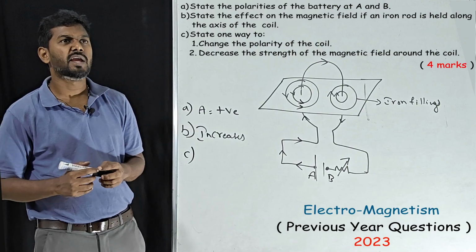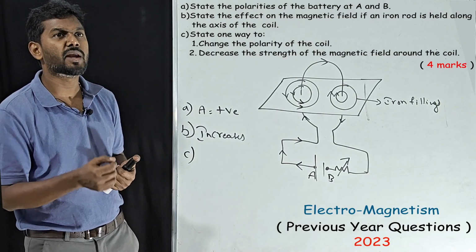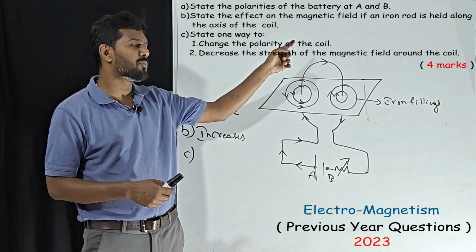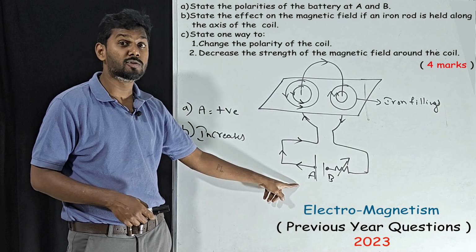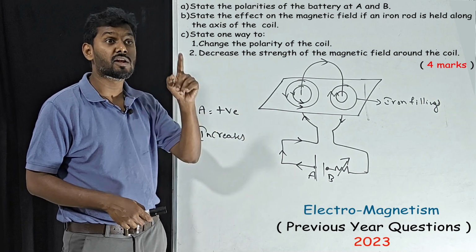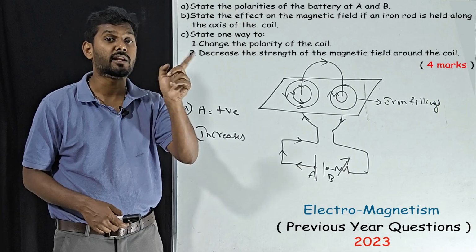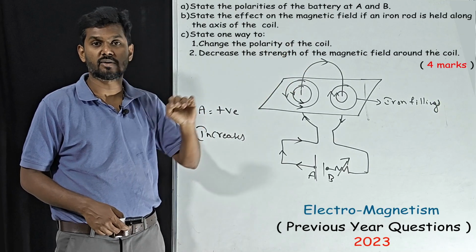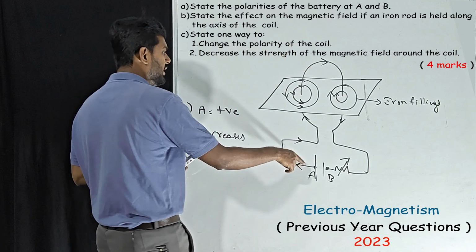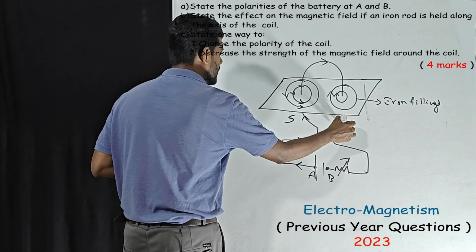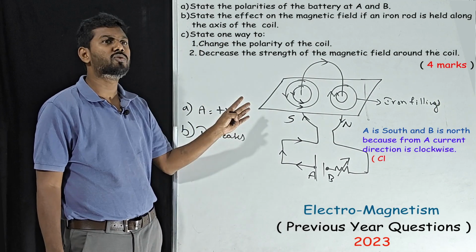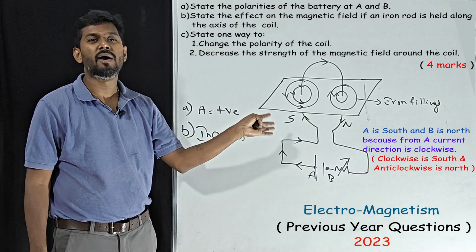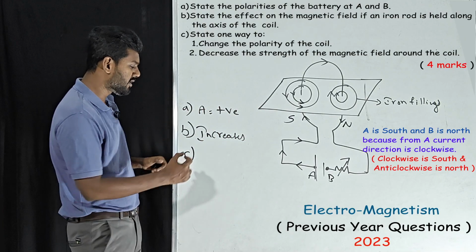Then state one way to change the polarity of the coil. How can we change the polarities of the coil? They are not talking about changing the polarity of the battery, no, changing the polarities of the coil. See, from here it is moving, so this will become south and this will become north, correct? We have to tell them how to change the polarities of the coil by reversing the direction of current.